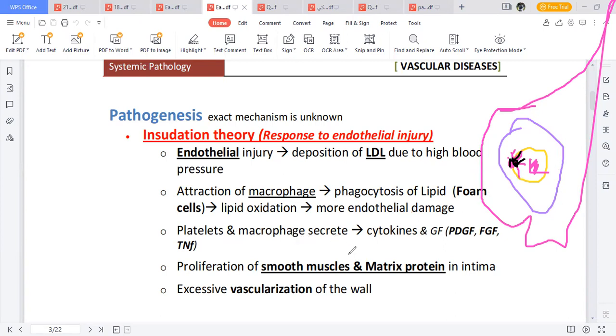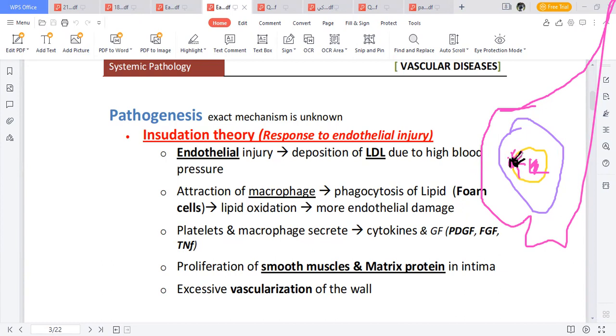That will lead to platelets and macrophages. Remember, the platelets are also there. They're trying to cover up that injured blood vessel, the injured endothelium. That will lead to the platelets and macrophages secreting cytokines and other factors that will bring about inflammation and also the proliferation of the tunica intima.